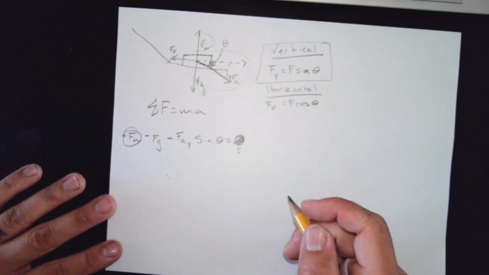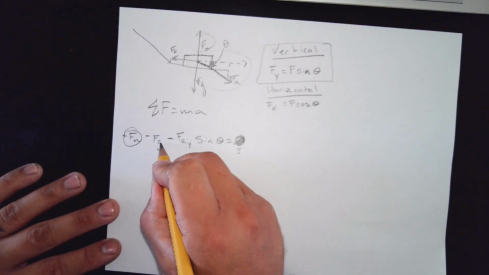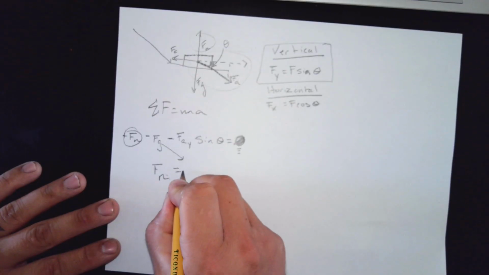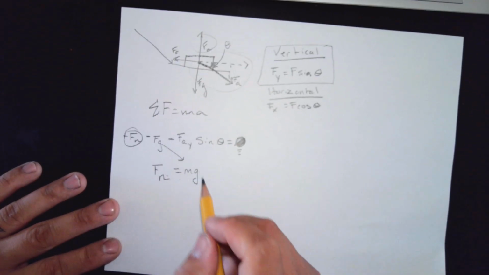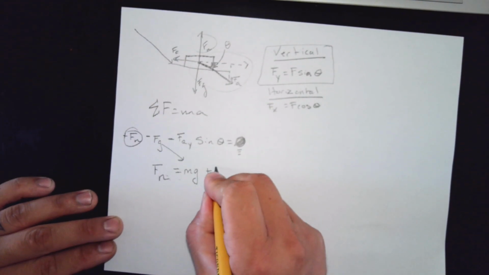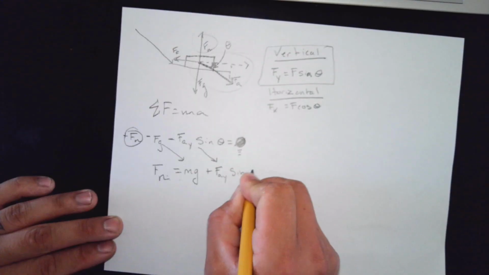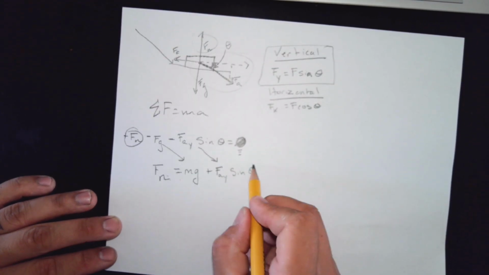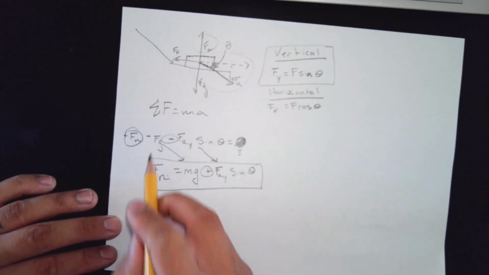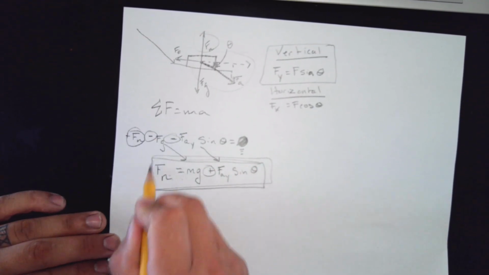So then just using basic algebra, F_N is going to be equal to this here, which you can leave as F_g, but you'll see it oftentimes changed to mass times your gravitational constant, plus this here, my F_A_y sine theta. And again, just because of the algebra, we had to switch the sign here as well. So when we break it down, this is our formula.